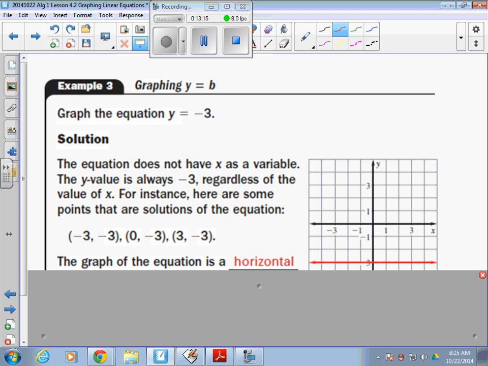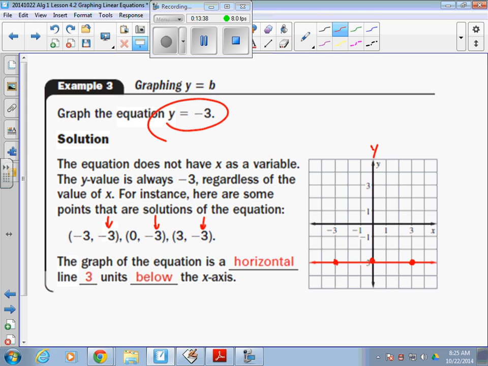Then you have 2 examples. The first one, y equals b, makes a horizontal line. Notice all of your y values are negative 3 when you plug in some values. It just used the values negative 3, 0, and 3. But y's value is negative 3. So this is your y-axis. At negative 3, at 3 it's negative 3, and at negative 3 it's negative 3. So it makes a horizontal line.